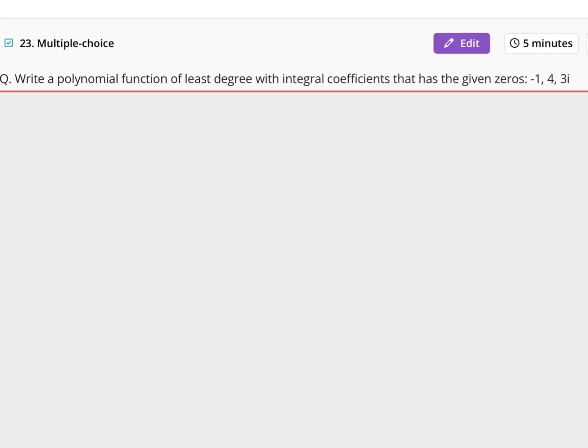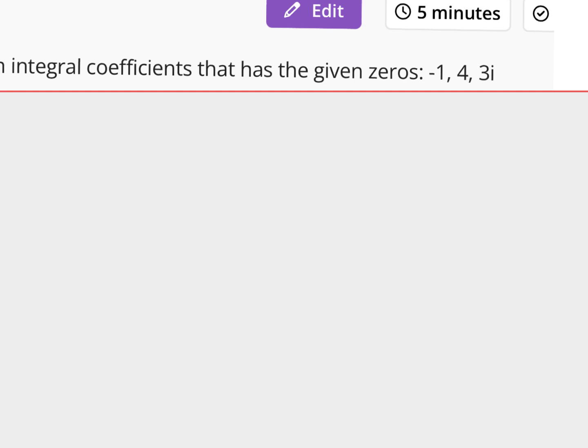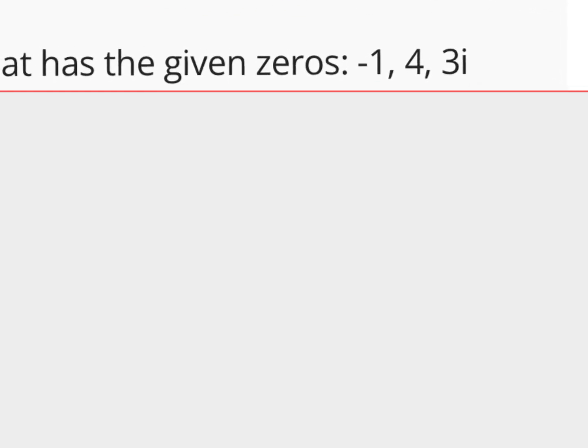On this question, it asks you to write a polynomial function of least degree with integral coefficients that has the given zeros, negative 1, 4, and 3i. Okay, so they give you these zeros, they give you those answers, and they want you to write the equation of a high degree polynomial function that gives you those answers.